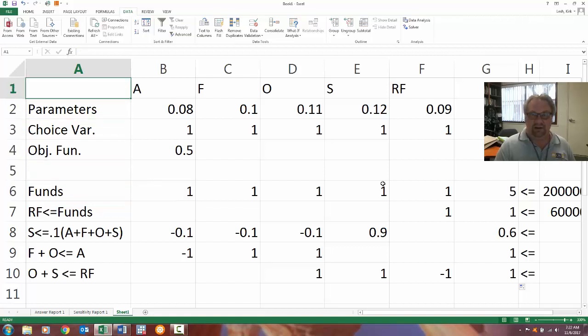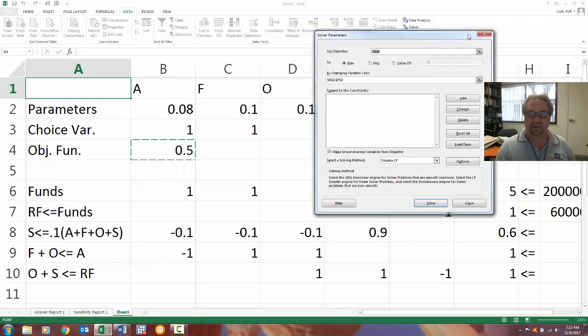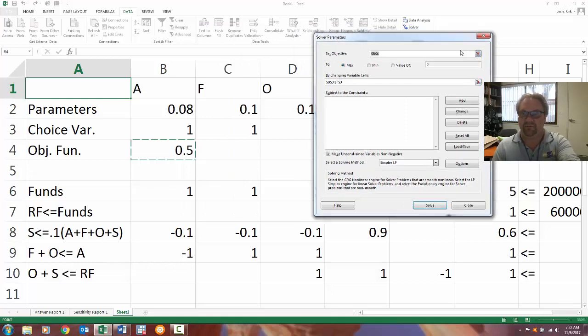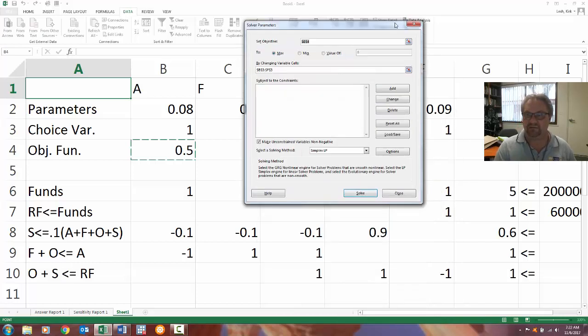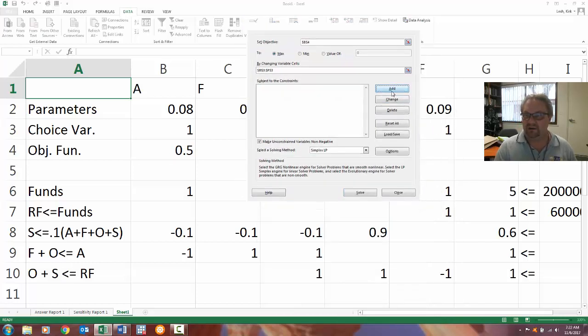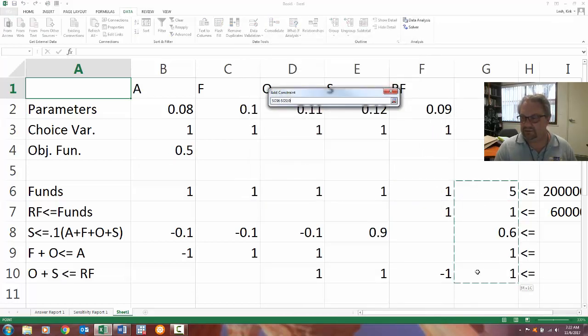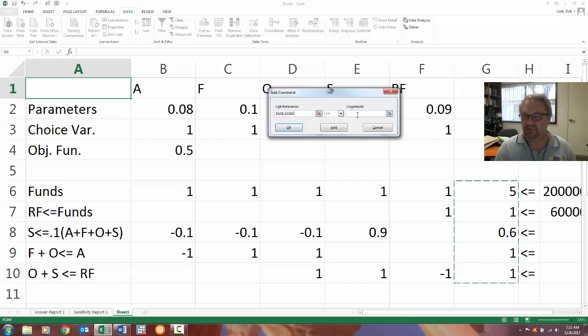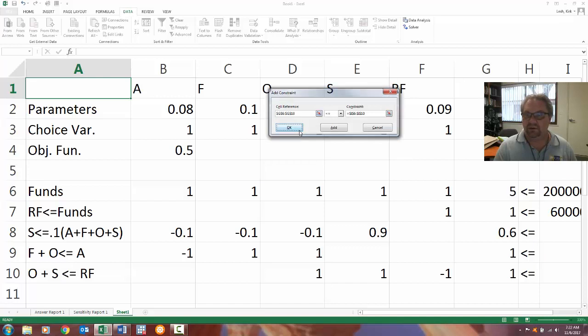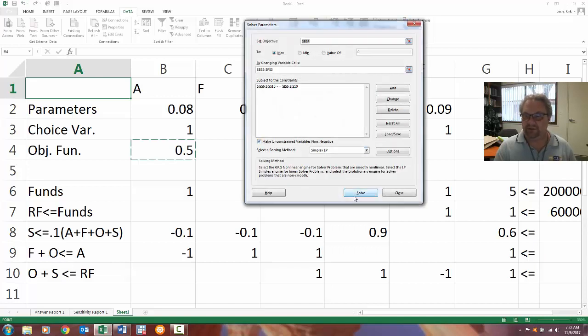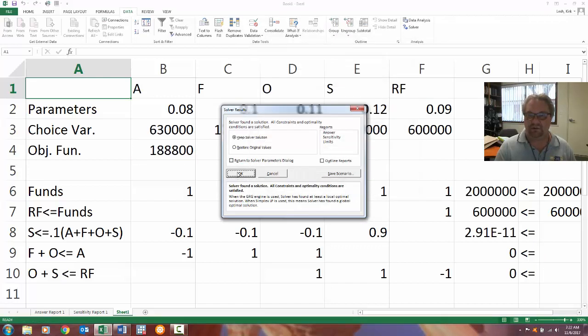All right, Solver, where are you? Okay, so yes, I want to maximize B4 by changing B3 to F3. That is correct. And then these constraints must all be less than or equal to these numbers. Hit OK, Simplex, Solve. Okay. All right, well, there you go.